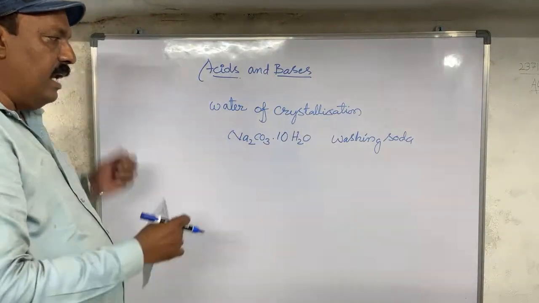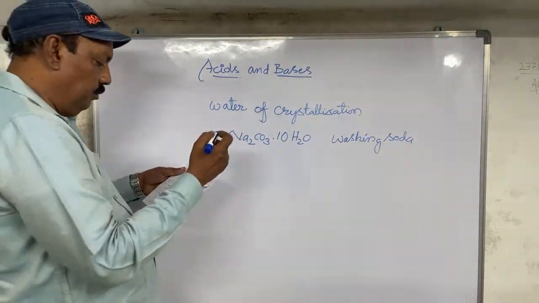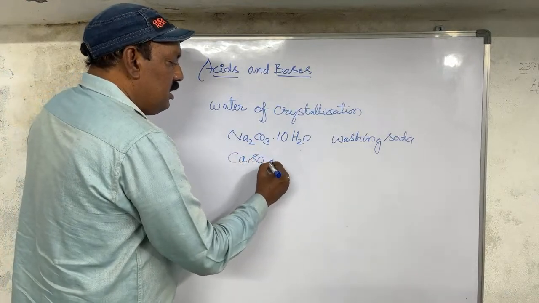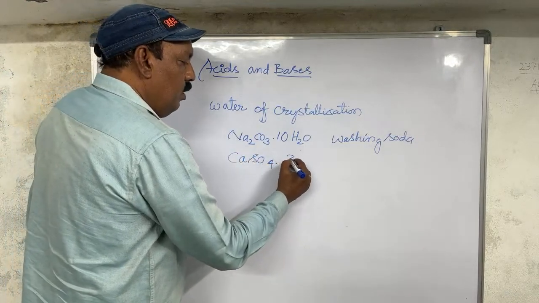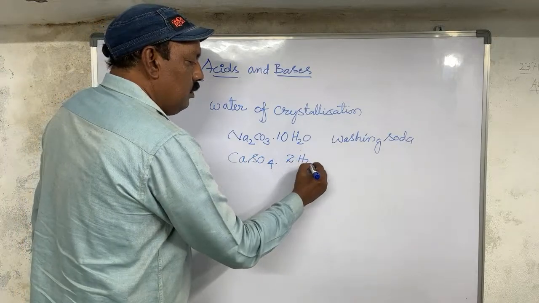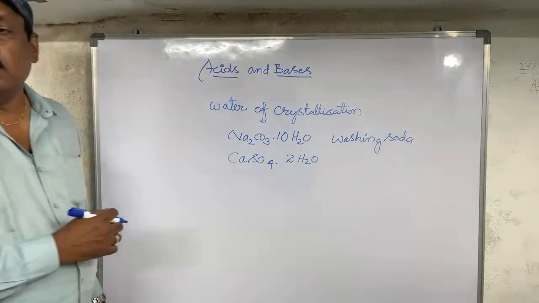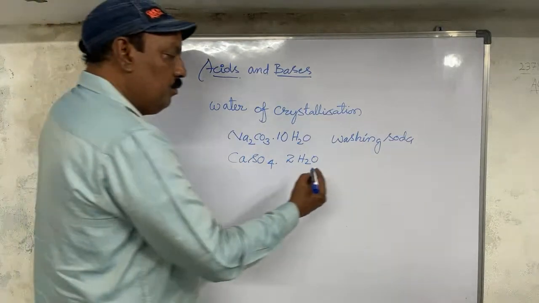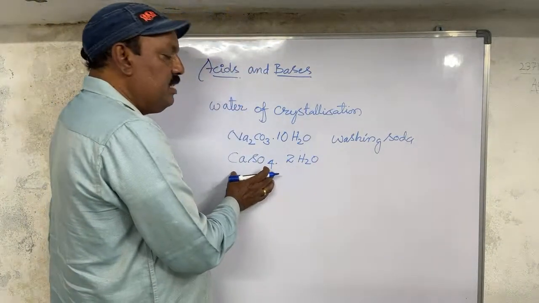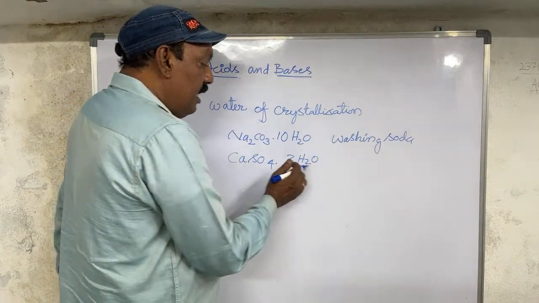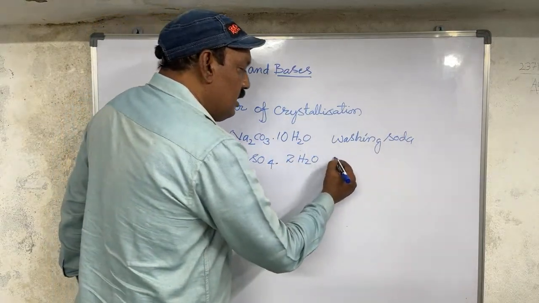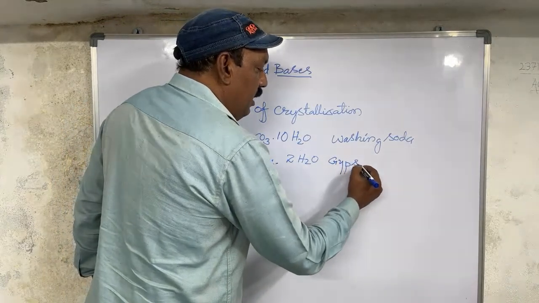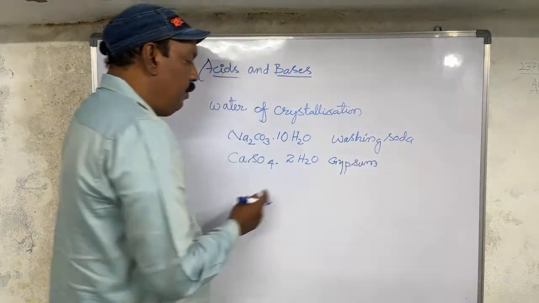And next, another example for this is CaSO4·2H2O. This is what we call gypsum. Gypsum is actually CaSO4, meaning calcium sulfate, and we are adding 2 water molecules. We get the compound gypsum here.